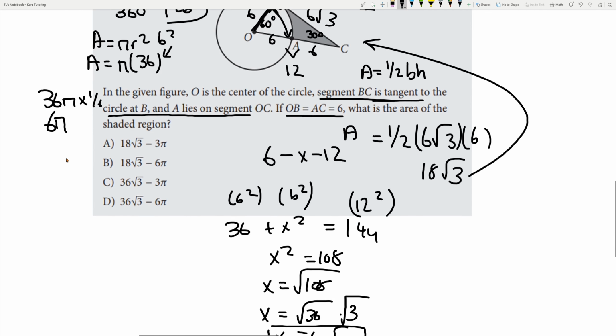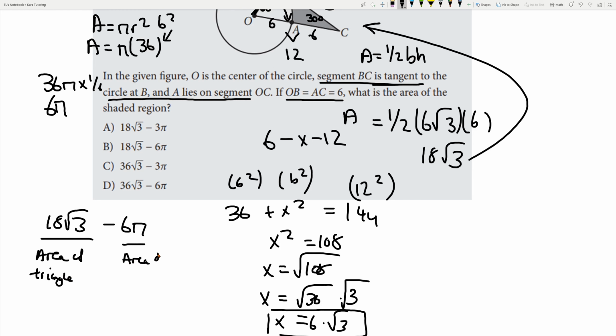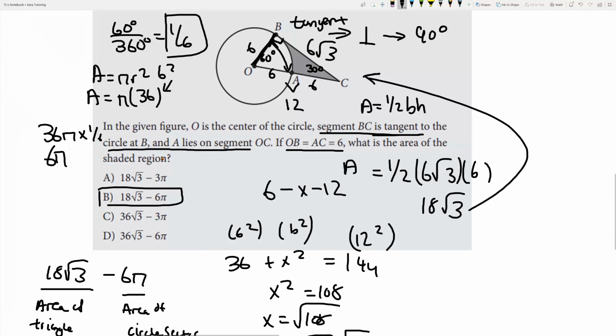So the area of the sector is 6 pi, and the area of the triangle is 18 rad 3. So let's just subtract the area of the circle sector from the area of the triangle. And that's it. That's how we find the area of the shaded region.